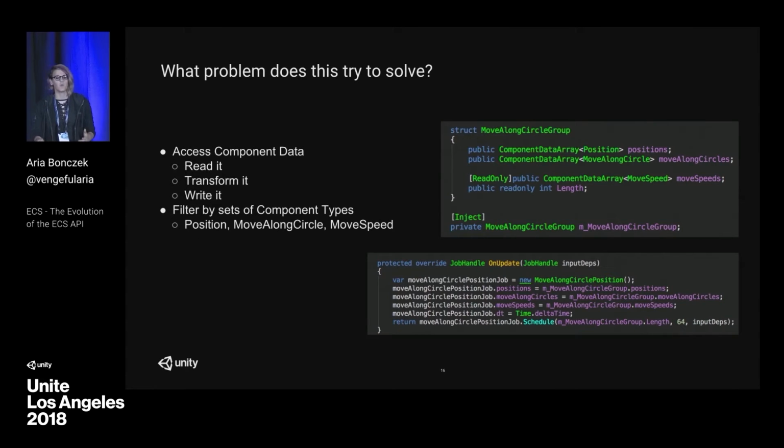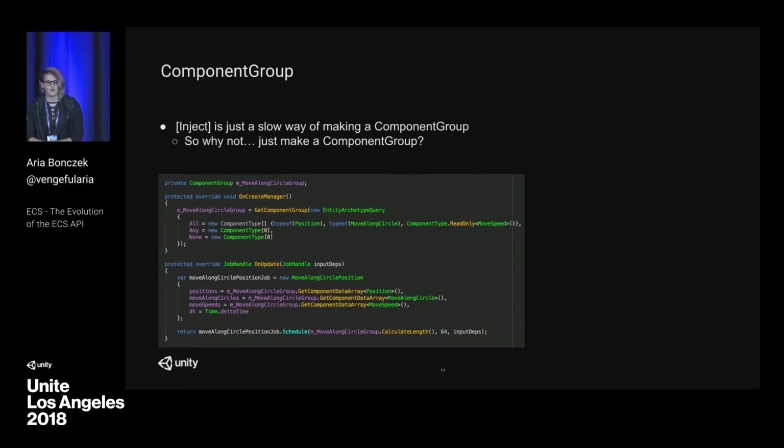So let's talk about what problem Inject is actually trying to solve. Really, at the end of the day, all we want to do is access our component data. We want to read it, do something with it, write it back. And the nice thing that we have here is that we can actually filter the entities that we're getting by sets of component data. So in this particular example, we're only getting the position, move along circle, and move speed component data for entities that actually have all three of those things.